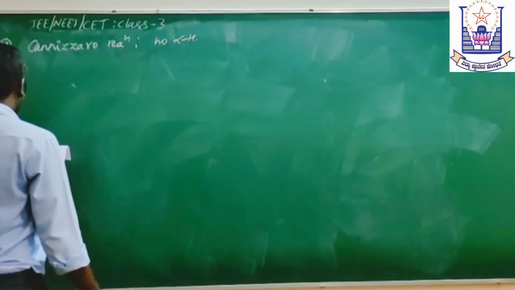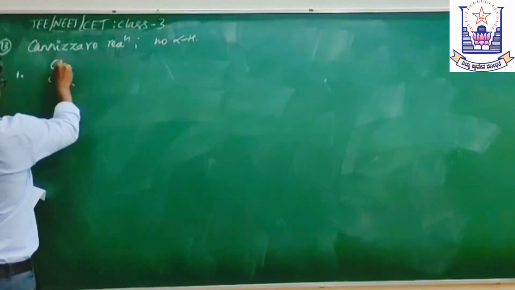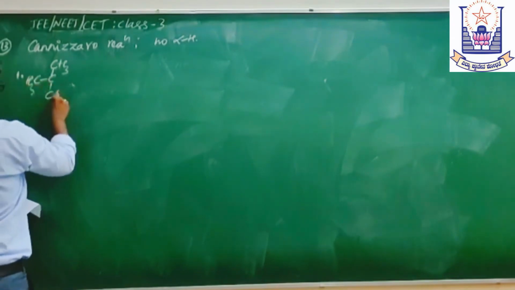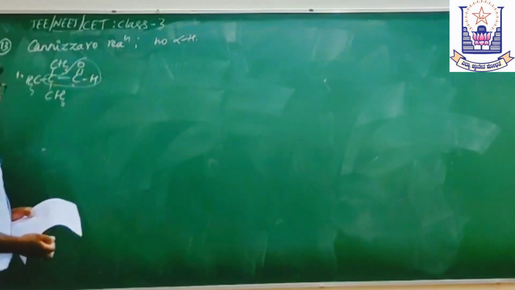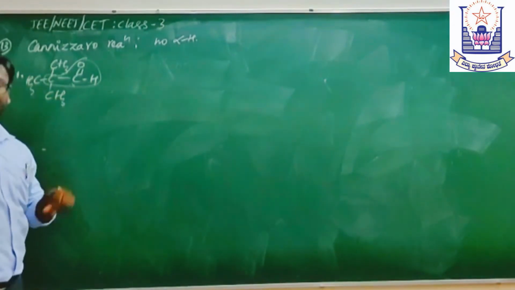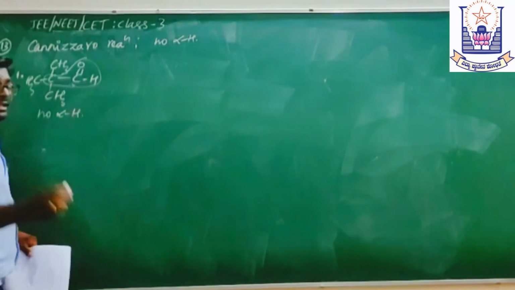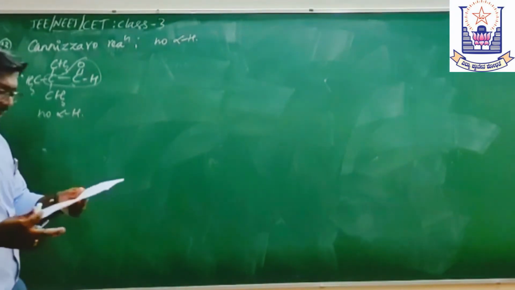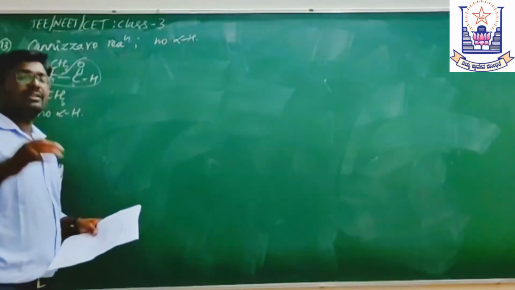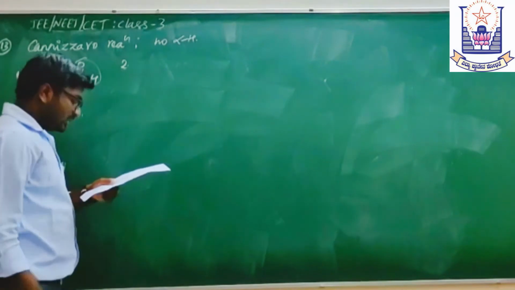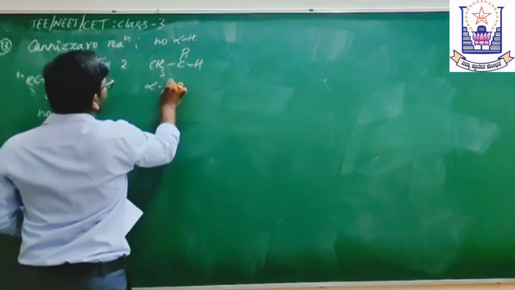Compound 1 is trimethyl acetaldehyde. See, this part is acetaldehyde and having 3 methyl groups. So therefore it is trimethyl acetaldehyde, which is having no alpha hydrogen. It undergoes Cannizzaro reaction. But what they have asked is not given by. So here we have to identify the compound with alpha hydrogen. So take the acetaldehyde. Here we have alpha hydrogen.